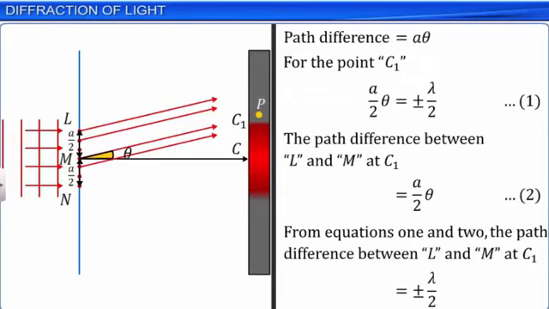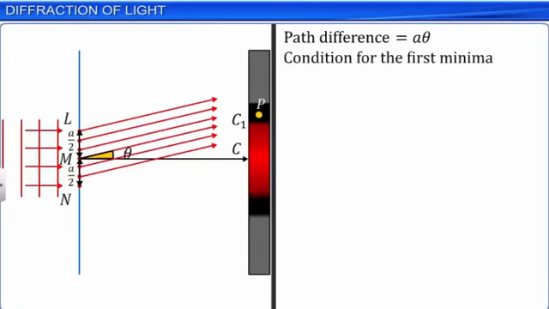Hence, every wave arriving at C1 from the upper half of the slit LM interferes destructively with the one coming from the bottom half of the slit MN. The intensity at C1 is therefore zero, and C1 corresponds to the first minimum of the diffraction pattern. Hence, the condition for the first minima is theta is equal to plus or minus lambda by A. Let this be equation 3. Equation 3 implies that the central maxima can be made wider by making the slit narrower.